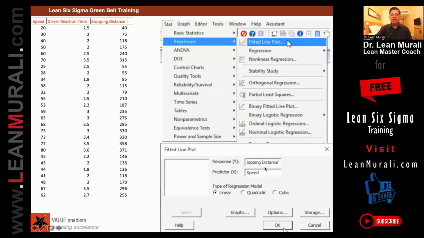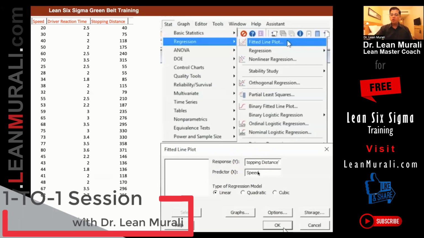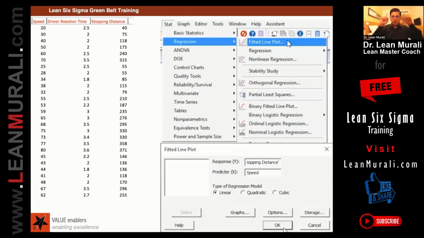So the response, the stopping distance, is the output. I'm repeating this because this is where I generally see people not conceptually clear on which is the outcome and which is the predictor. The outcome is the stopping distance and the speed is the predictor in this case. The names y and x are given differently for different analyses. For regression, they are called response and predictors.